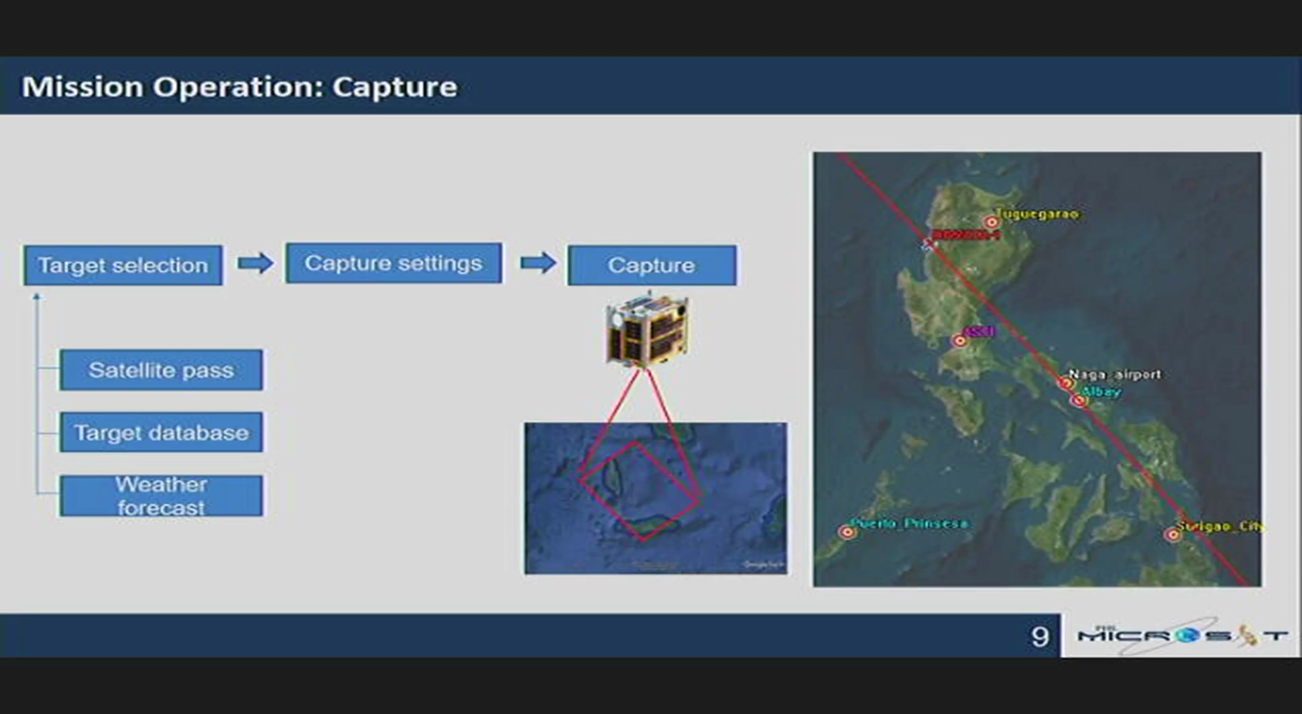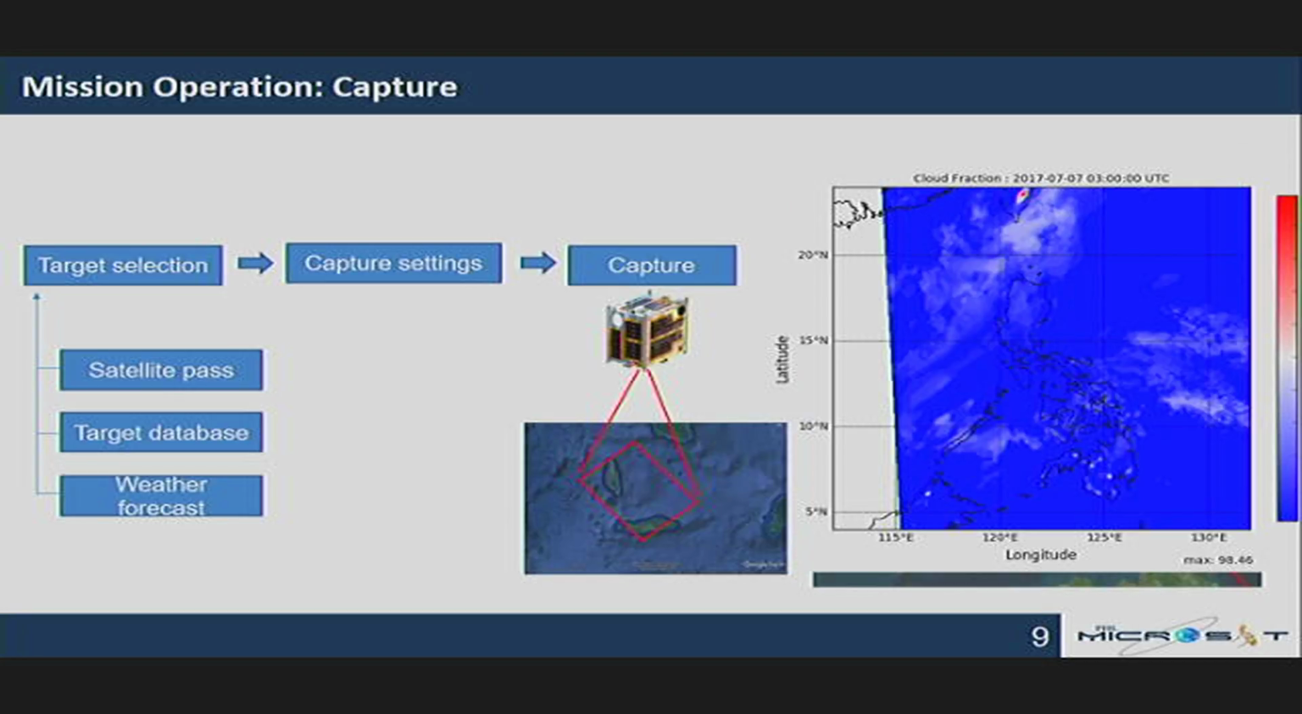And then the target database are just, you can imagine that these are just markers placed around the country telling us that these are what we want to capture. So when Diwata passes these areas, we'd want to take images of these areas. So for example, Naga, there's this Naga airport, and then maybe Surigao City. And then once we know what we want to capture, we filter them out based on the weather forecast.